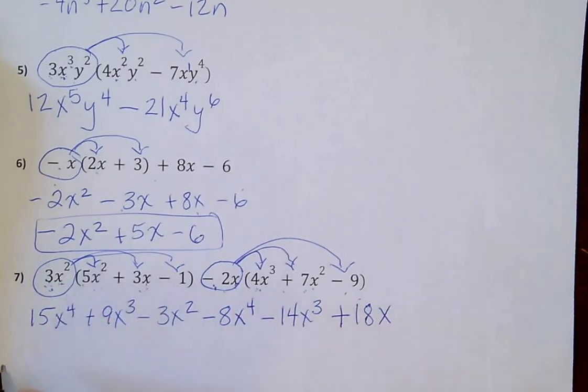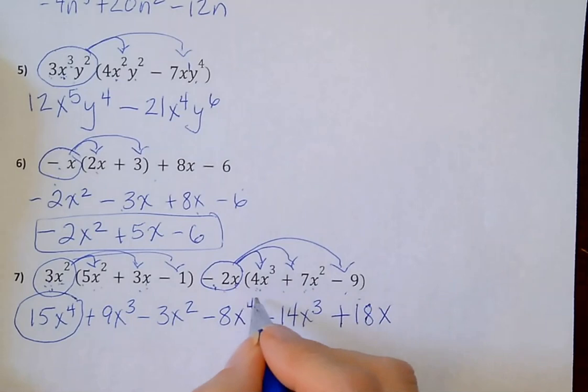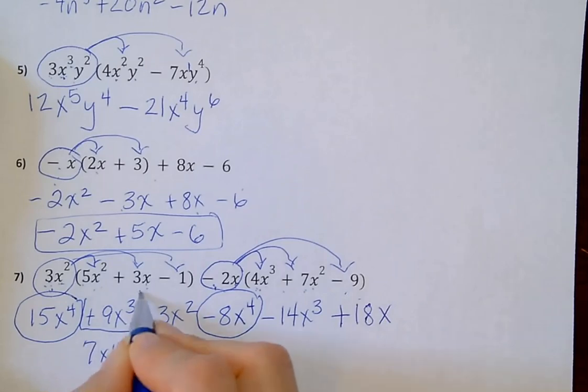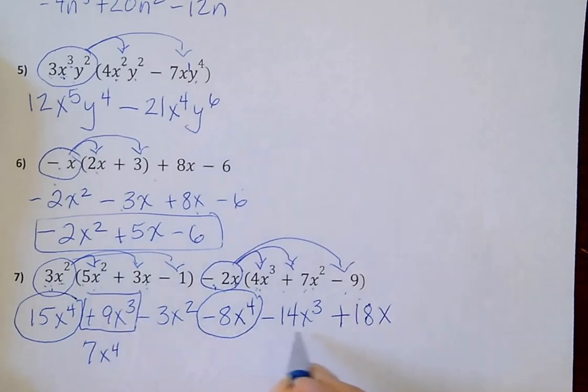So I'm looking for things that have exactly the same, we call it last name sometimes, but really exactly the same variable or variable combination with exactly the same exponents. So I have 15x to the 4th that I can combine with negative 8x to the 4th. Don't lose your negatives. 15 minus 8 is 7x to the 4th. Then I have positive 9x cubed. I'm looking for other x cubes. Oops, there's one. So I have positive 9x cubed and negative 14x cubed, so that's negative 5x cubed.